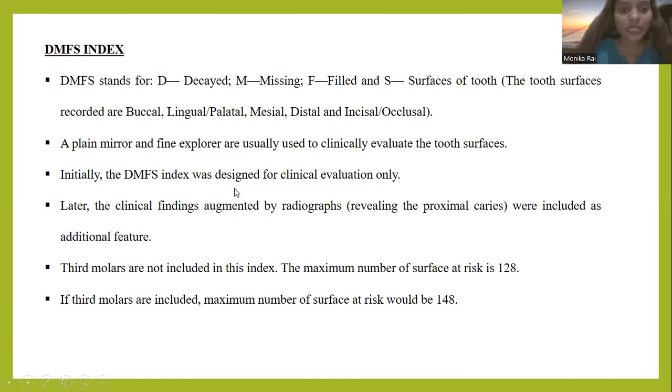Initially, the DMF index was designed for clinical evaluation only. Later, the clinical findings, augmented by radiographs revealing the proximal caries, were included as additional features. Third molars are not included in the index. The maximum number of surfaces at risk is 128. If third molars are included, maximum number of surfaces at risk would be 128.